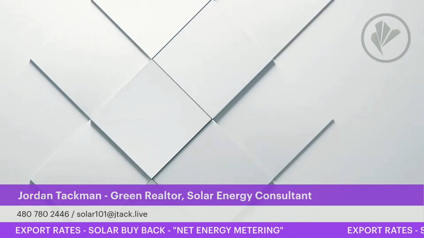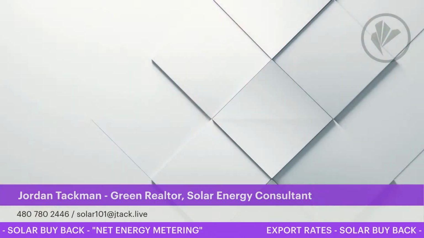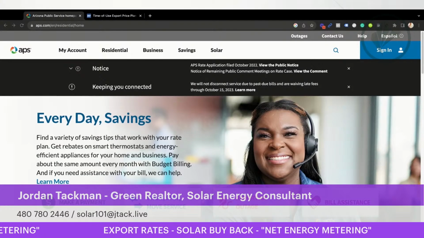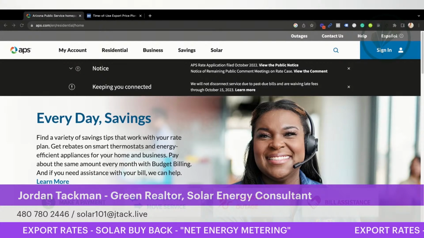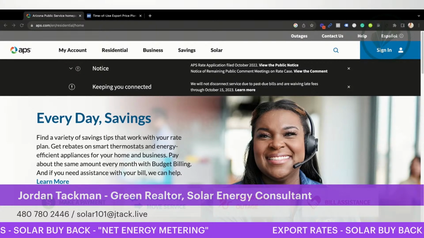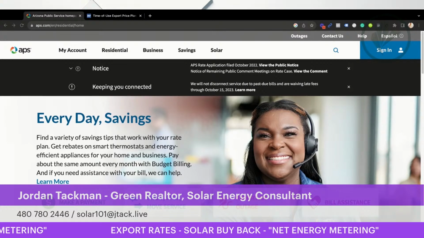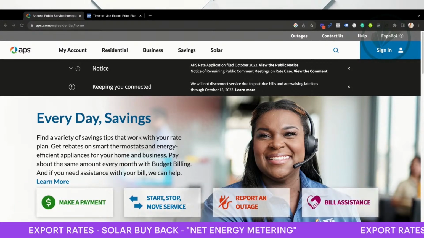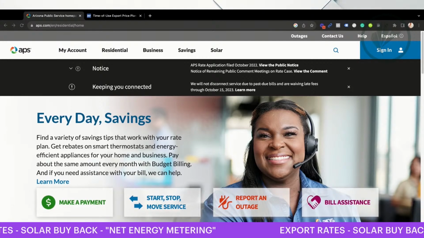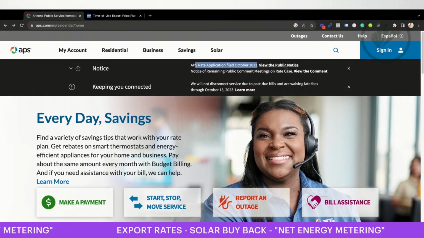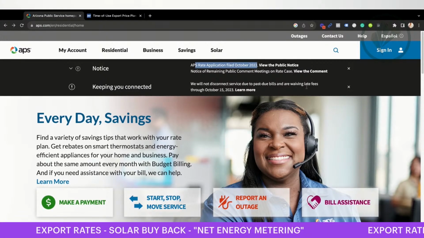Let me just get this plugged in. So this is essentially the website for APS. You can just go to aps.com if you'd like to. But what we want to do is go a little bit deeper than that. We can see that the APS rate application was filed in 2022. You can see all the public notices, things like that.